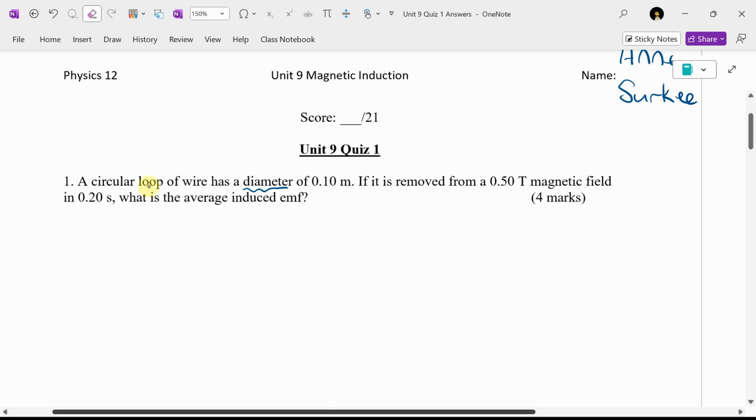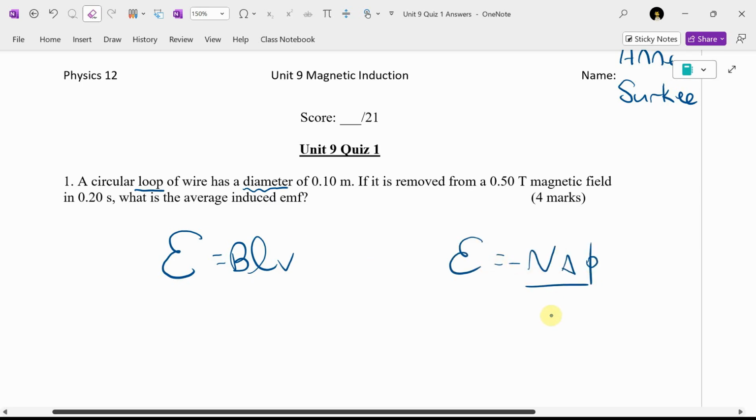A circular loop. As soon as I see the word loop, first of all, Keaton, what are they asking me to find? The average what? So EMF is this. I have two main equations. I have this one and I have this one. This is the one I use when there is a loop or a coil.